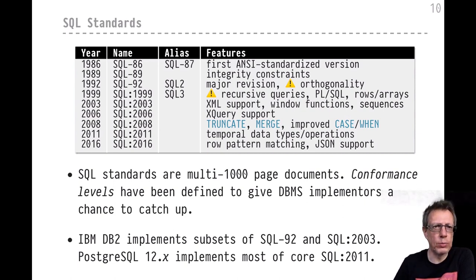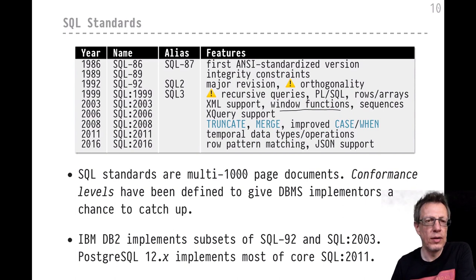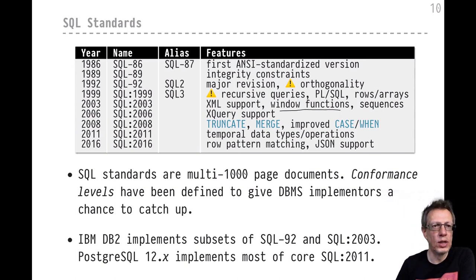Later on, XML support has been added. Window functions have been added. We will look at window functions in detail in this particular course. XQuery support has been added, XML support. We will not use that much, if at all, in this particular course. Other keywords have been added. Temporal data has been added only recently in 2016. Row pattern matching, JSON support has been added. The language is in movement. SQL is a language that is very much alive and in development, and we can expect the next revision of the standard probably in the course of the next few years.